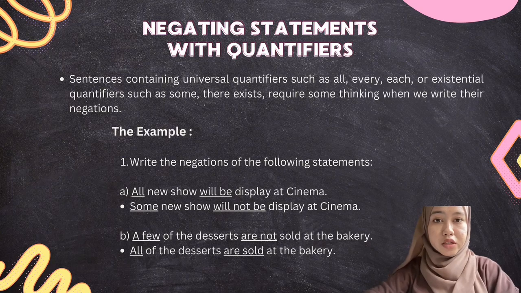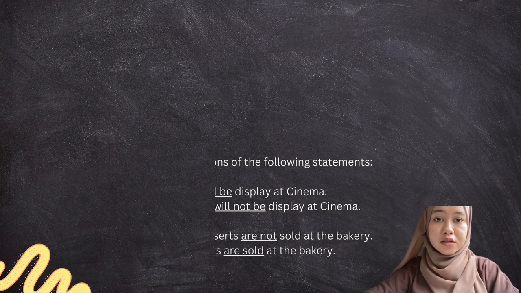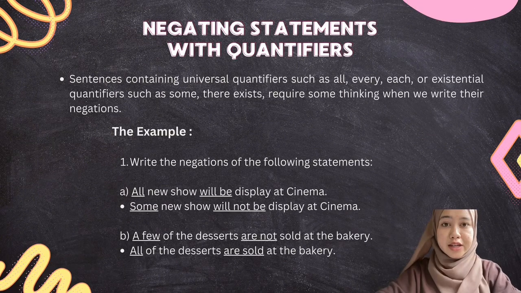Hello, my name is Nur Izzatul Najwa, and I will continue the presentation about negating statements with quantifiers. Sentences that contain universal quantifiers such as all, every, each, or existential quantifiers such as some, there exist, a few, need some thinking while we write their negations. Let's continue to the example.